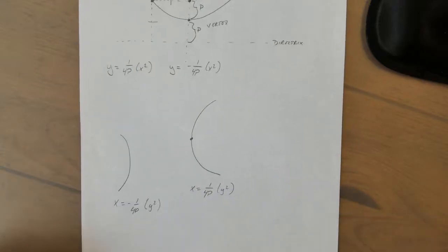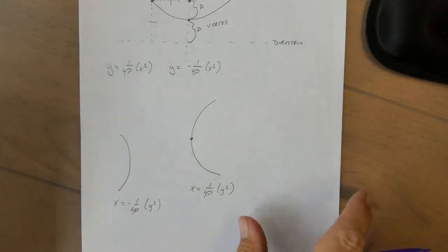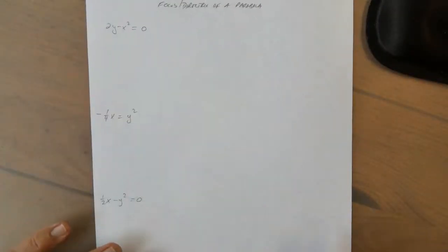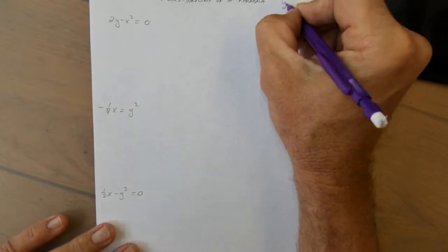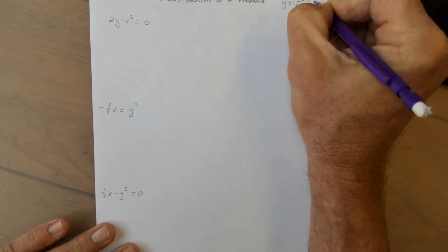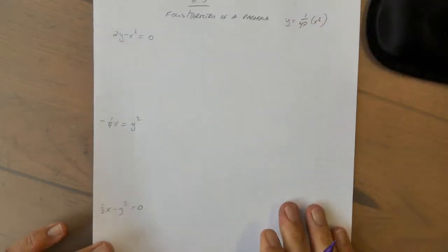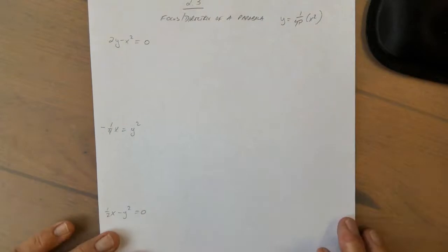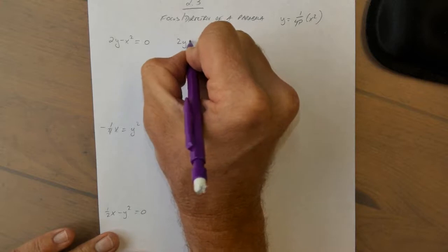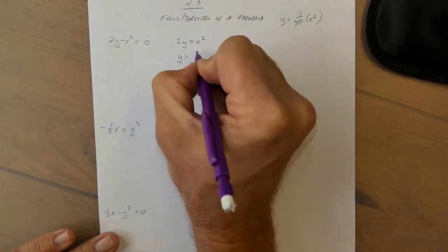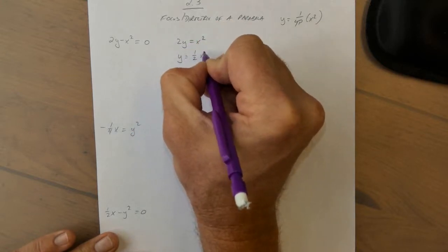Okay, so let's look at a couple of examples. Again, for our purposes now, we're going to keep the vertex at the origin to make things a little simpler. And I'm just going to sketch a graph on my paper. You would actually do this on graph paper to be more accurate. So I'll just put y equals 1 over 4p x squared here as our model. So we're trying to get it into this form first. So we're going to solve this one for y. So we have 2y equals x squared, y equals 1/2 x squared.